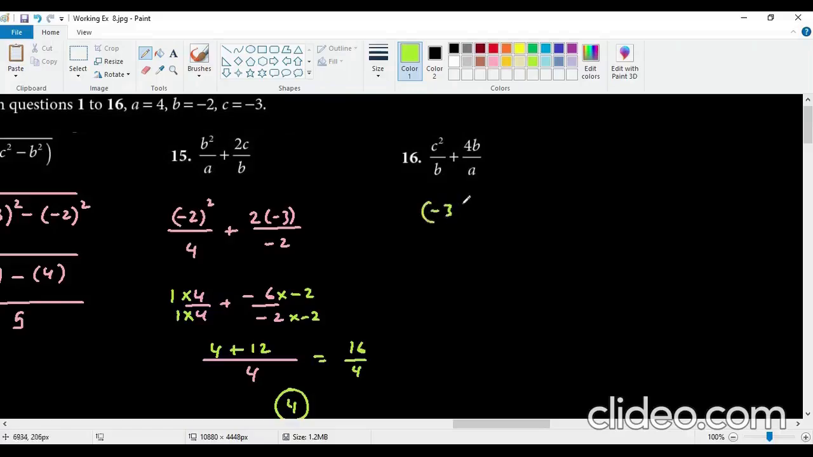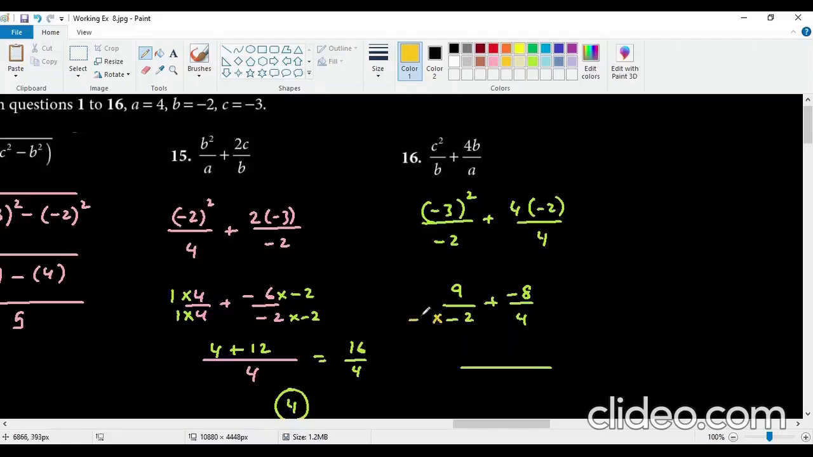Now comes question number 16. In question number 16 it says c squared, meaning minus 3 squared, divided by b, which is negative 2, plus 4 times b, which is negative 2, and a value is given as 4. So the numerator is going to give you 9 minus 2 and plus this is going to be negative 8 over 4.